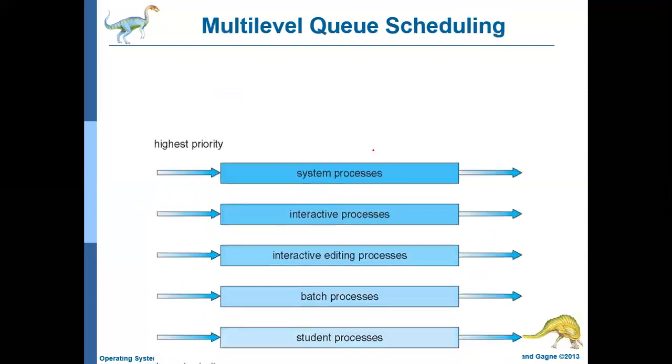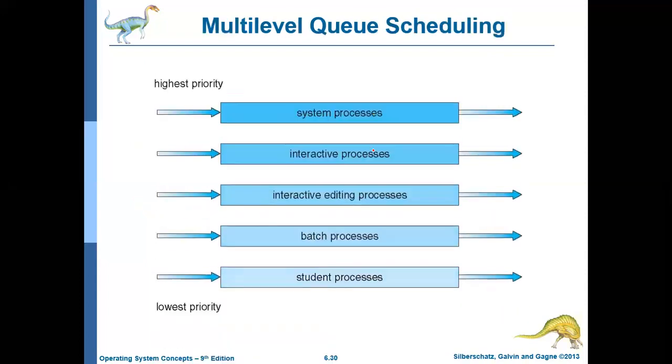Let us assume the ready queue is partitioned into five different queues. So these are the different queues, and we can number them from Q0 to Q4. Q0 is for system processes, Q1 for interactive processes, Q2 for interactive editing processes, Q3 for batch processes, and Q4 for student processes. And these are the priorities of these processes. Q0 has the highest priority and Q4 has the least priority.